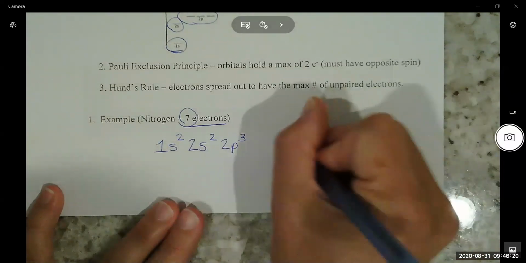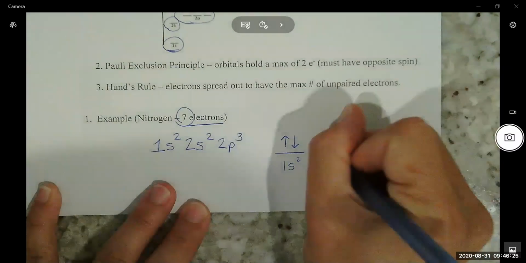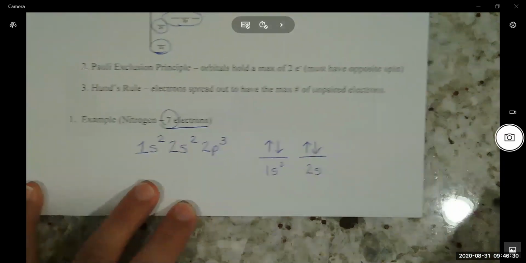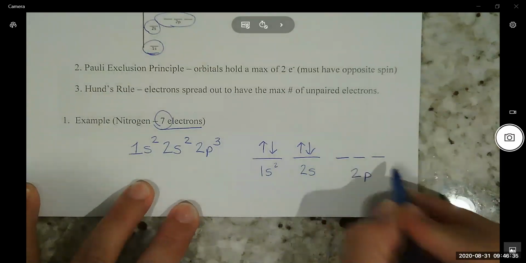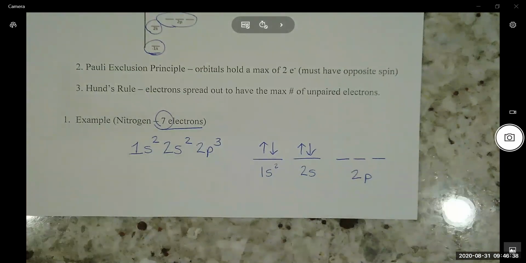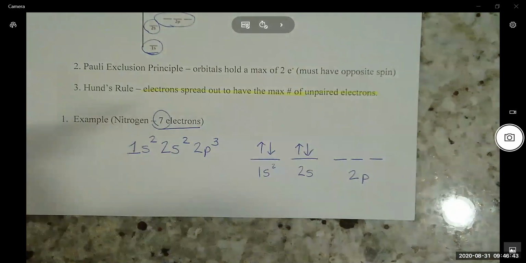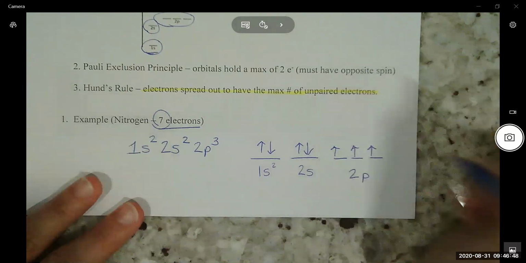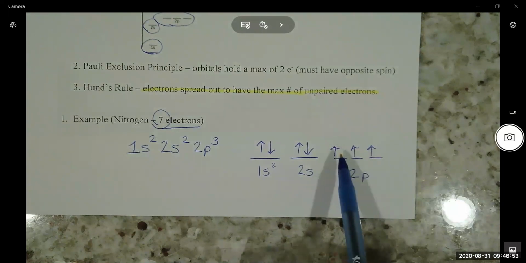When I draw the orbital diagram, here's what it's going to look like. 1s is going to have 2 electrons. 2s is going to have 2 electrons. 2p has 3 orbitals, so I need to draw 3 lines to represent each of those orbitals. So this rule is important. Electrons spread out to have the maximum number of unpaired electrons. So that means that I'm going to put 1 electron in each orbital before I can pair them up. So I have to do 1, 2, 3, and then if there was a 4th one, it would come down here and pair up with this electron.